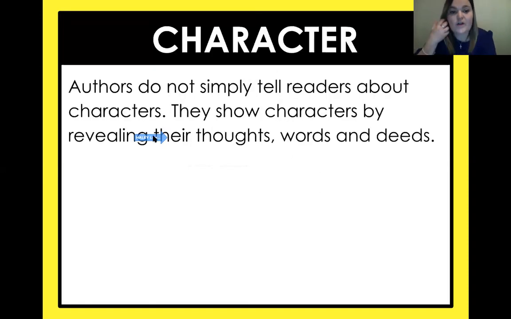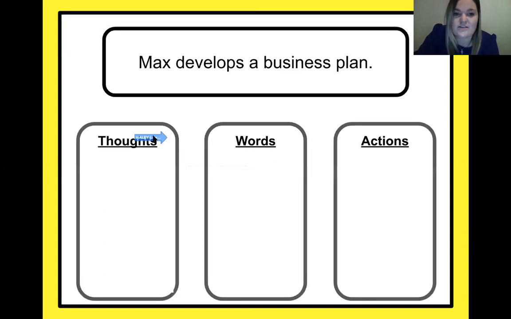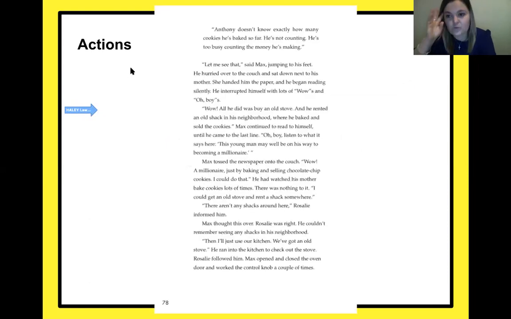So, we know that authors don't just tell readers about characters. They show us what they're like by revealing their thoughts, their words, and their deeds or their actions. So let's look at Max. We know that today he really develops his plan for his business. So what we're going to do is dig a little deeper. We're going to look at his actions, words, and thoughts.